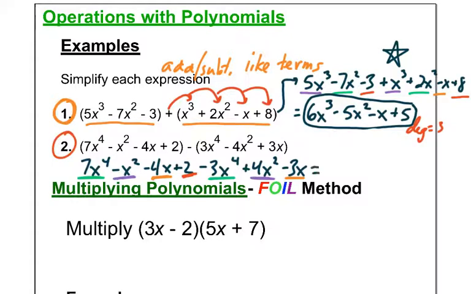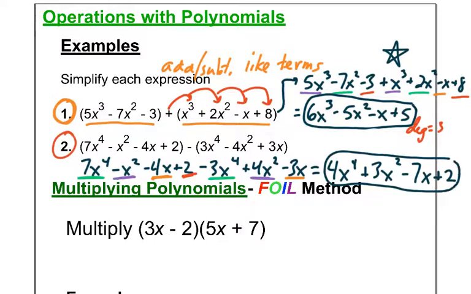Let's see what we got, folks. I'm going to put my greens together. 7 minus 3. Okay, the purples would be the x squares, so I have minus 1 plus 4. The orange, minus 4, minus 3. And the last term is just a constant term all by himself.